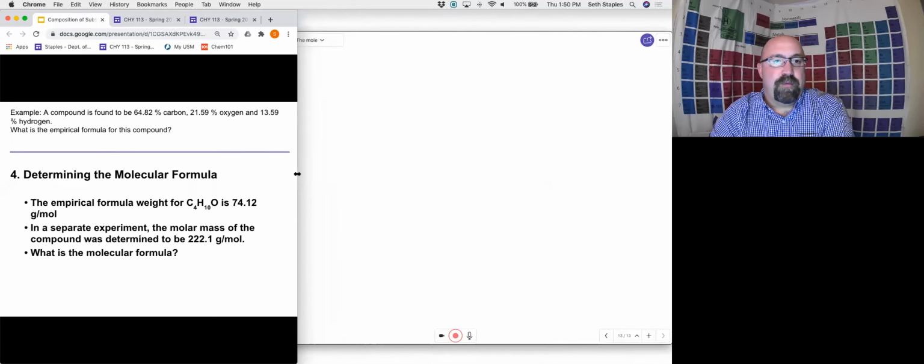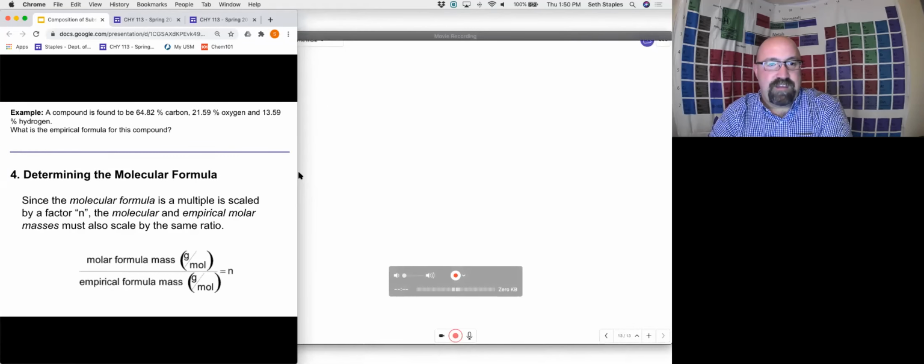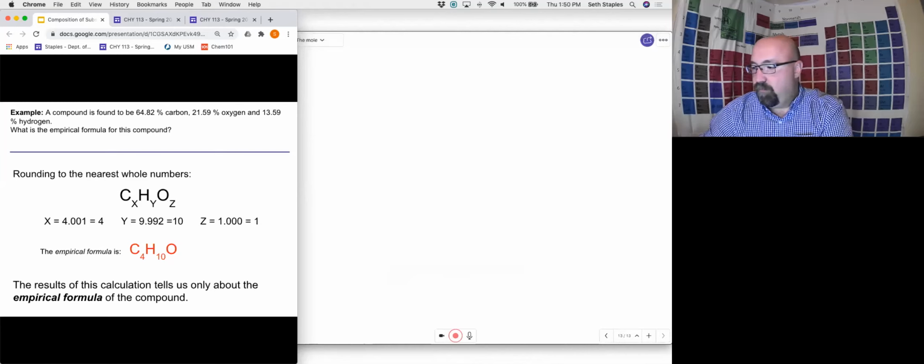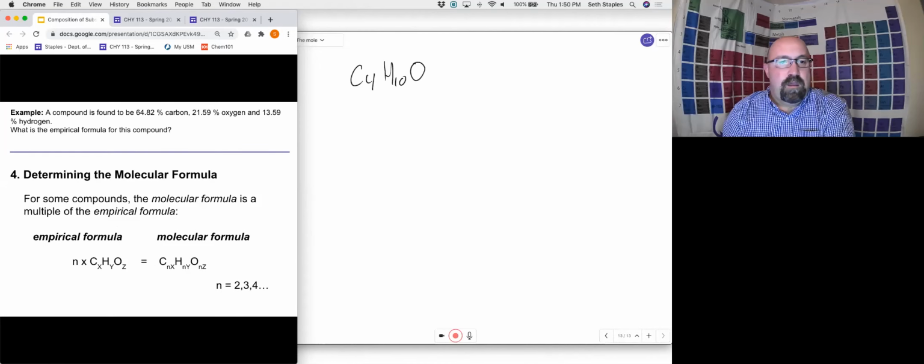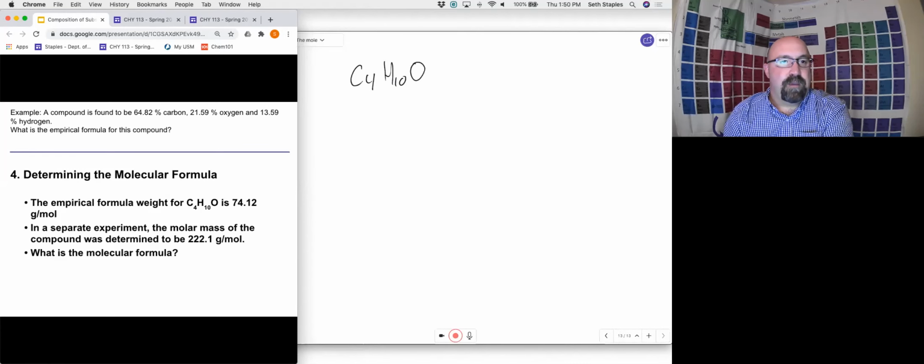So here's the compound that we were just working with. Let's go back a little bit. We said that we calculated the empirical formula of this compound to be C4H10O. Now we're also given some additional information right here.